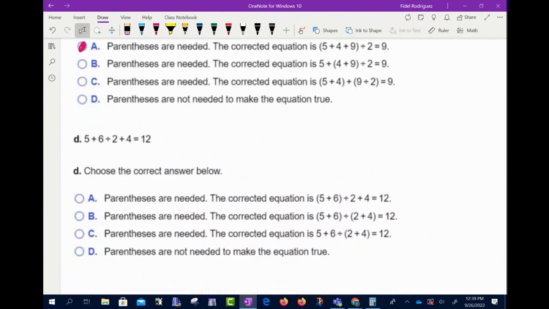And then again, if I look at the next one here, it says 5 plus 6 divided by 2 plus 4 equals 12. So again, I'm going to try doing this without any parentheses. 5 plus 6 divided by 2 is 3, plus 4, is that equal to 12? Well, 5 plus 3 is 8, 8 plus 4 is 12. Yeah, we don't need any parentheses there. Just going through the order of operations, everything would be good. Okay.